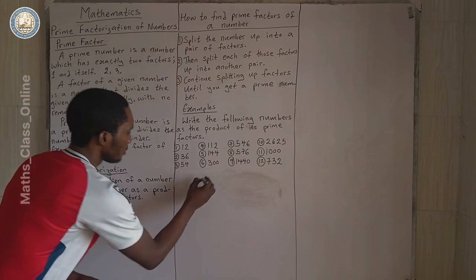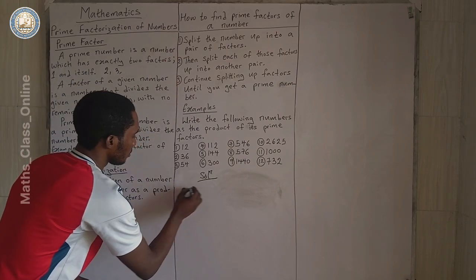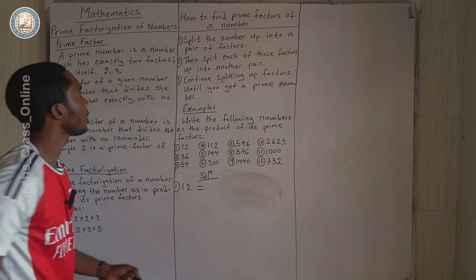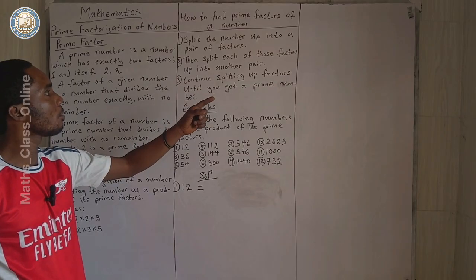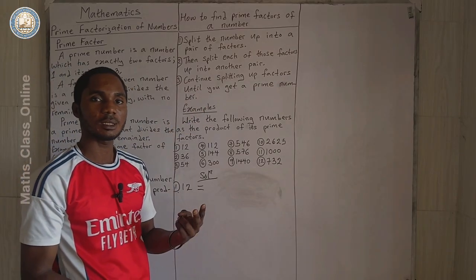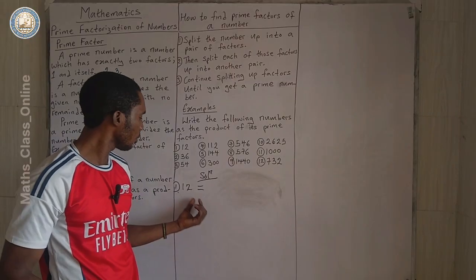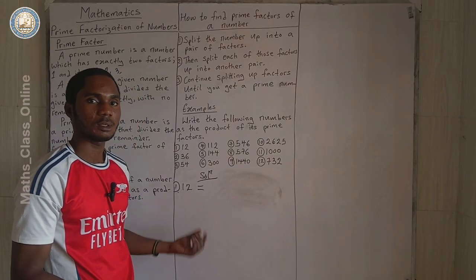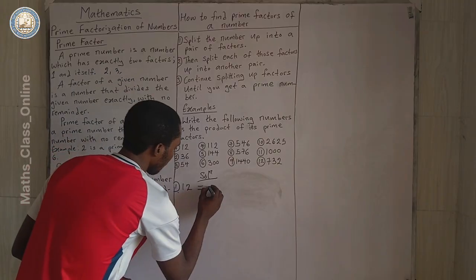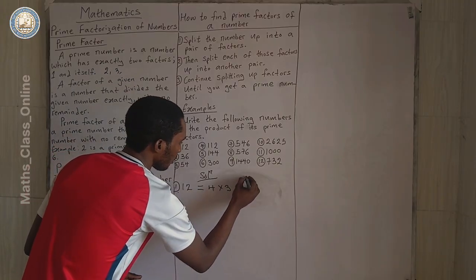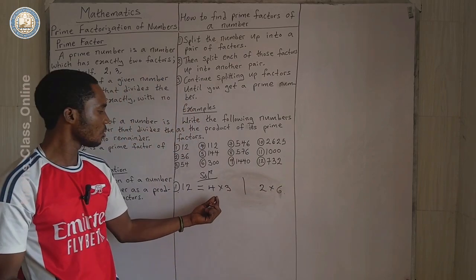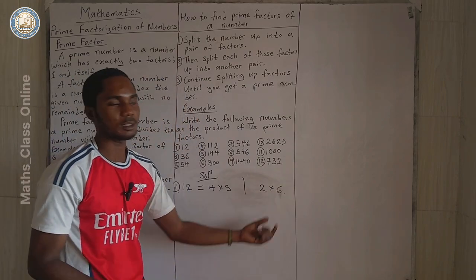Example 1. First step, split the number up into a pair of factors. Think of two numbers that if you multiply them together, you will have 12 as your result. Example, 4 times 3, 2 times 6. You may decide to use 4 times 3 or 2 times 6.